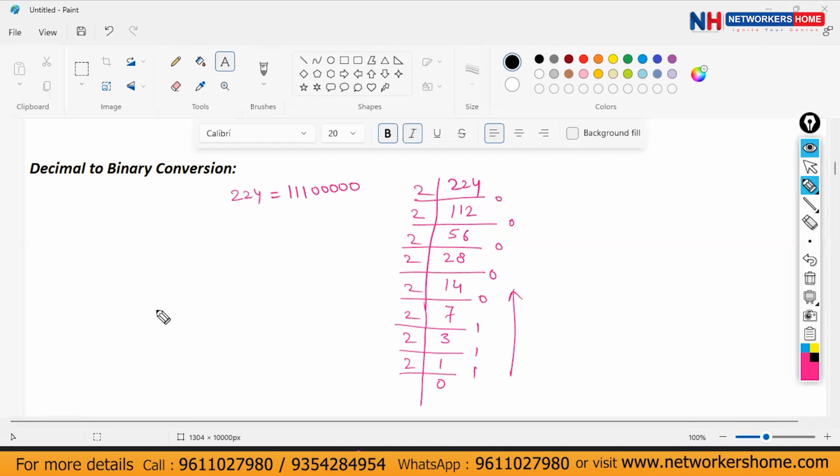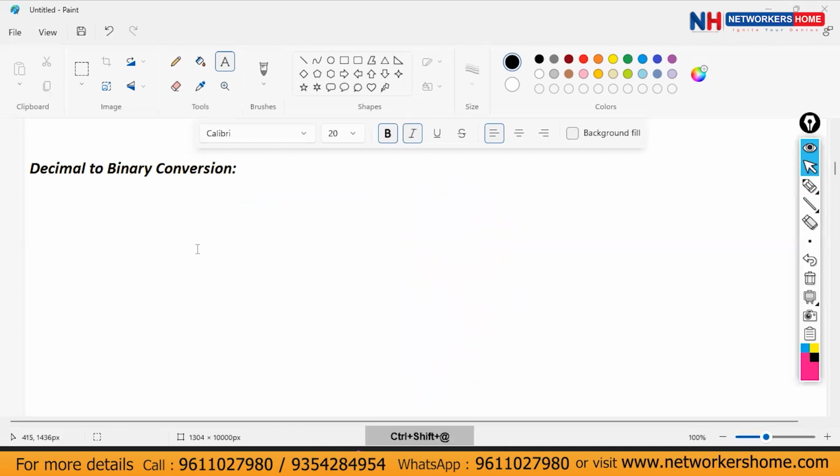Yes. We can stop here, right after reaching less than 1. Yeah, you can do that. We can skip one step. Yeah, you can. We'll have a shortcut method also. So is this clear to everyone? Okay. And next we have the binary to decimal conversion.